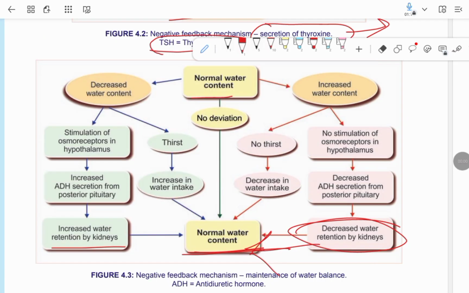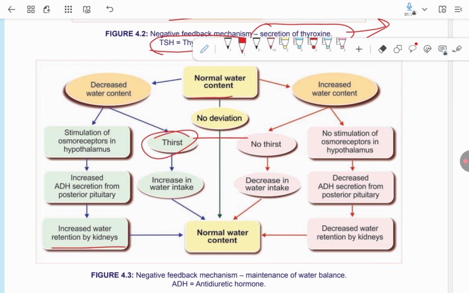So let's move toward the second example of the negative feedback, that is to maintain the normal body water content. When there is a normal body water content, there is no deviation, and normalcy will be restored. When there is a decrease in the body water content, the effector sends a signal to consume more water. So there will be a sensation of thirst, the person will drink water, there is an increase in intake, and the normal content is restored.